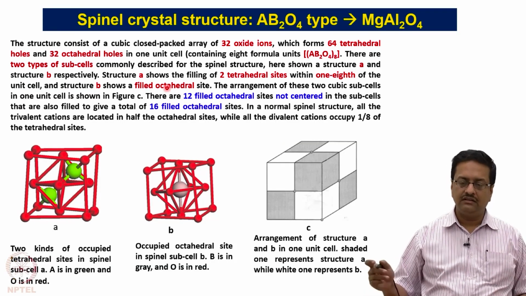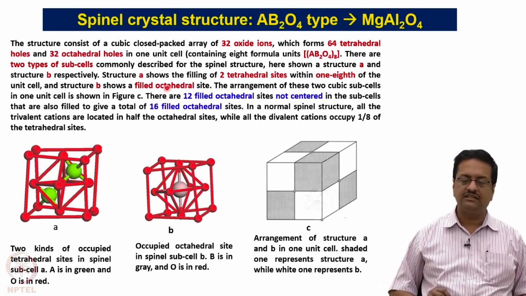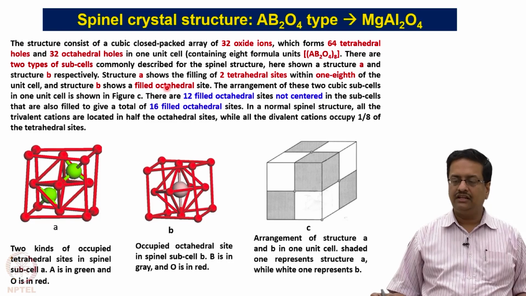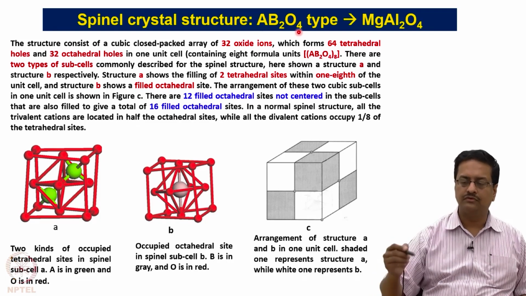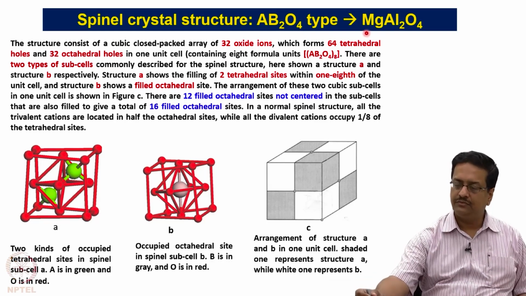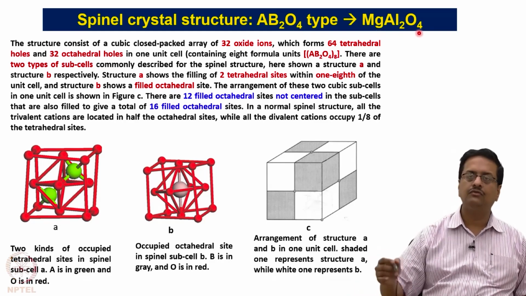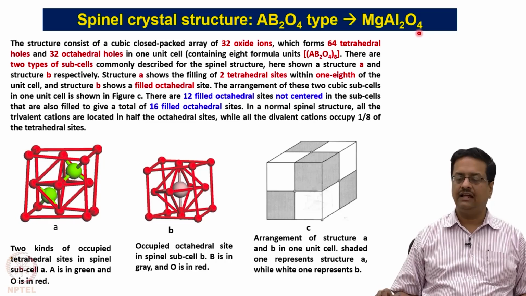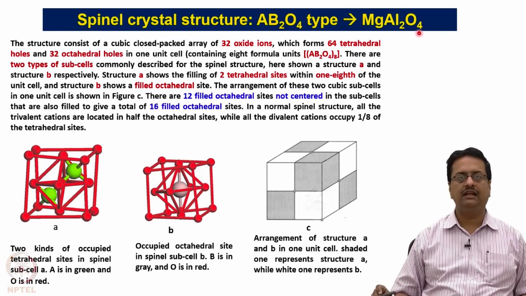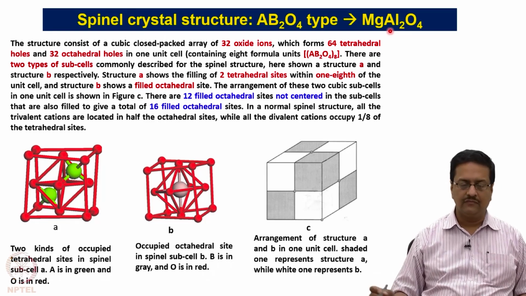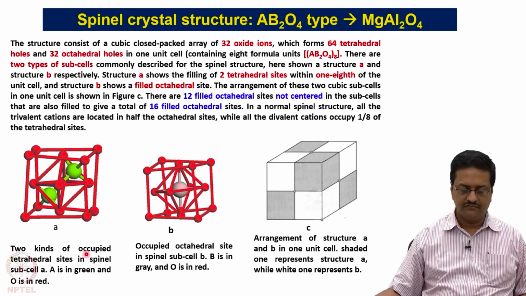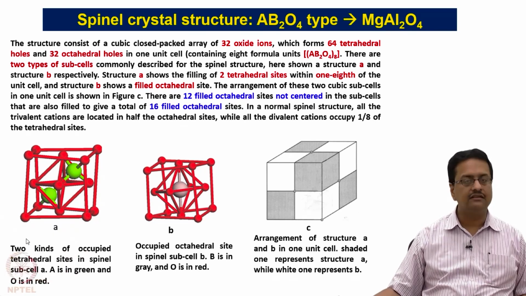So now the last type of structure that we wanted to discuss is a spinel structure. Spinel structures have a general formula of AB2O4. An example of spinel is MgAl2O4. So here we see that the cation A is divalent and cation B is a trivalent cation. So in this case, what we have is slightly complicated.